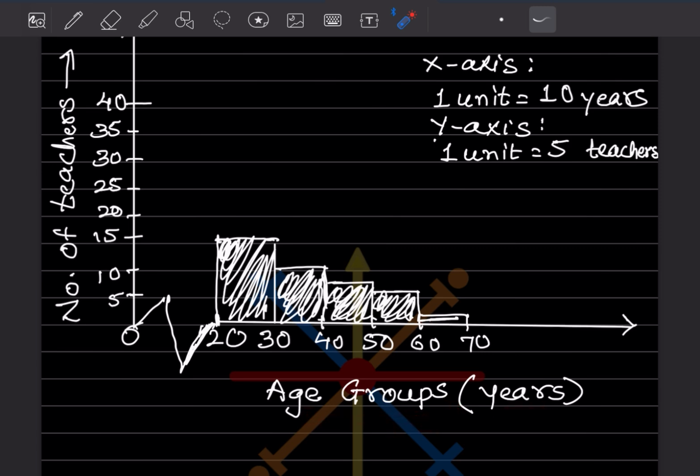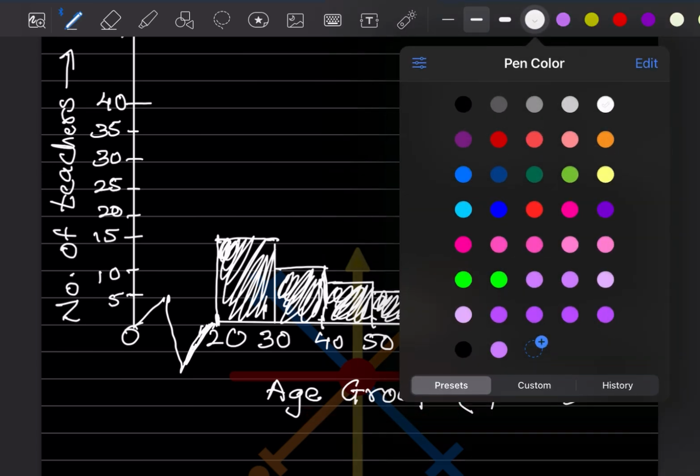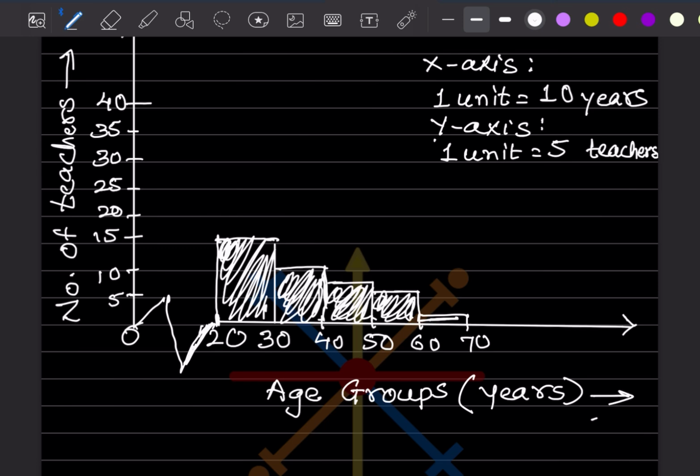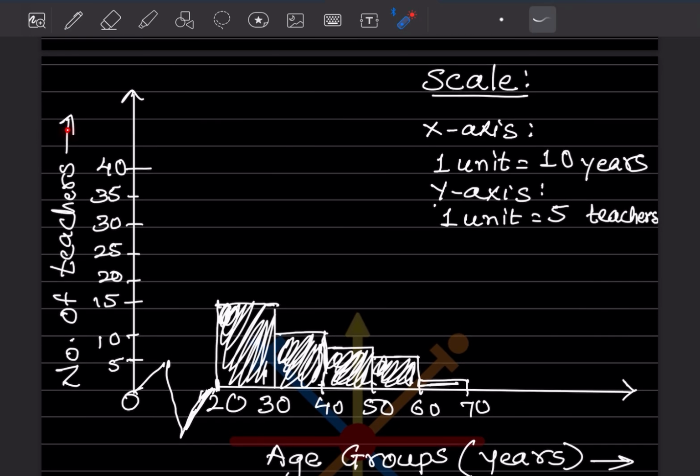So we can also put here one arrow that shows that it goes on here. And here, this is the number of teachers. These are the years. And of course, we have to write the scale. Scale means now this is the x-axis and this is the y-axis. So what we can see here in the x-axis, there's a difference of 10. So this 10 is called 1 unit, from year to year is called 1. So 1 unit is 10 years.